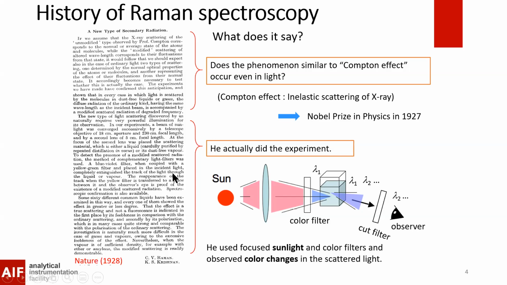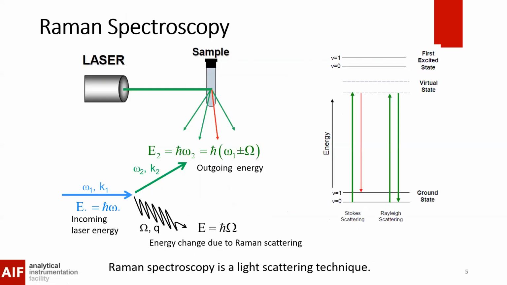And in the second part, he described the experimental setup he used. Basically, this is the schematic diagram. He collected the sunlight with a glass lens, and it was monochromated by a color filter and then directed to the sample. He could observe scattered light with colors different from the incident light.